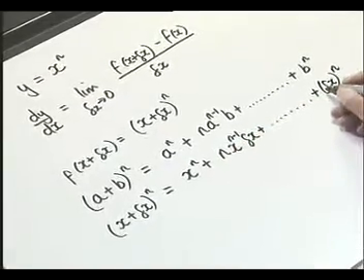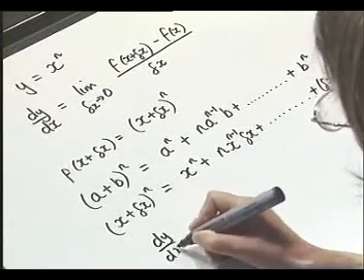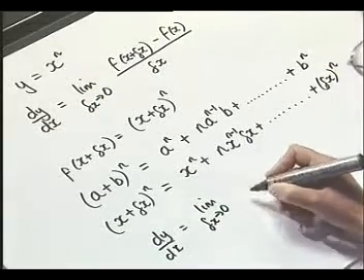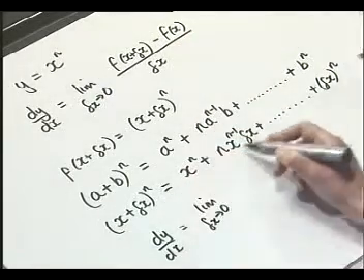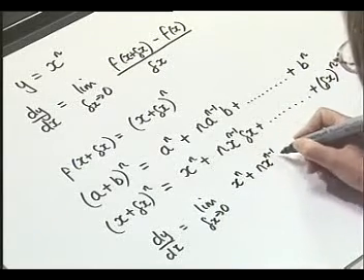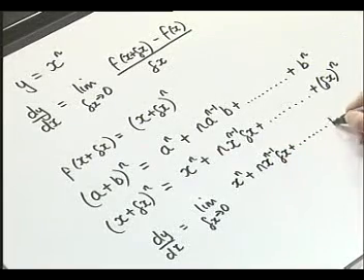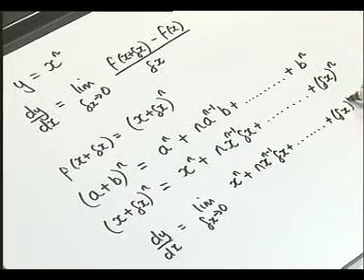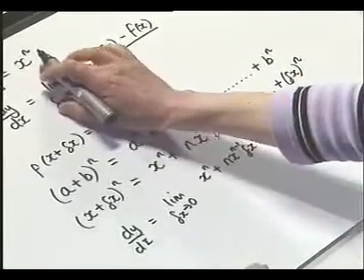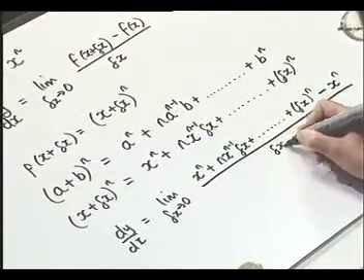Now let's substitute this into our derivative here. So our dy by dx is the limit as delta x approaches 0 of our function of x plus delta x, which is x to the power n plus n x to the n minus 1 delta x, plus, and again all these terms in both x and delta x, plus delta x to the power n, minus our function of x, which is x to the power n, divided by delta x.